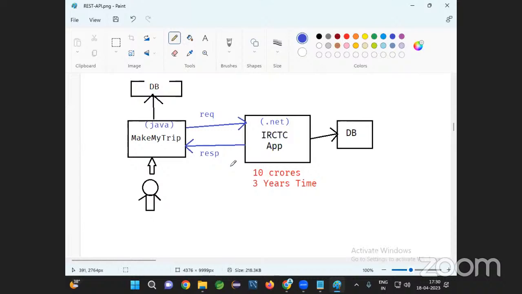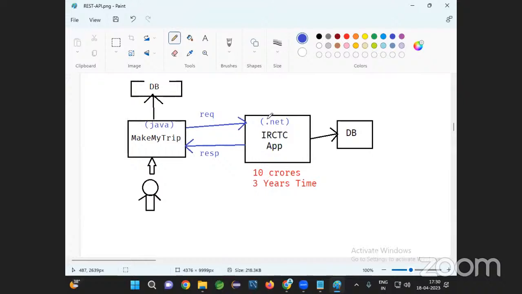Now, Make My Trip should communicate with IRCTC saying, hey, this is my passenger data, you book the ticket for the passenger. Then IRCTC says, okay Make My Trip, I will book the ticket. Ticket booking is completed, take this, this is your ticket. Then Make My Trip will take the ticket and give it to the customer. That kind of communication should happen between a Java application and a .NET application.